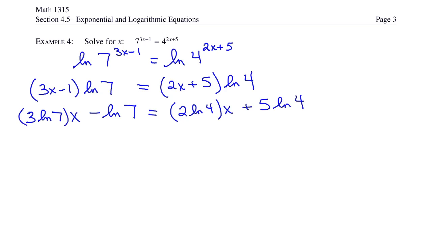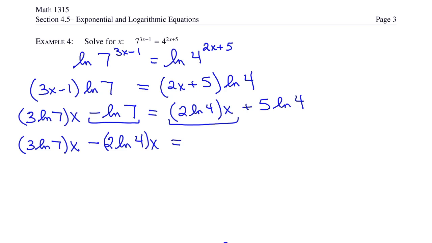Now, to continue solving, anything with an x gets moved to the left, anything without an x gets moved to the right. So 3 ln 7 times x is on the left. We're going to move the 2 ln of 4x to the left side. So that's 2 ln of 4 times x. On the other side of the equation, let's move the natural log of 7, and we already have 5 ln of 4.